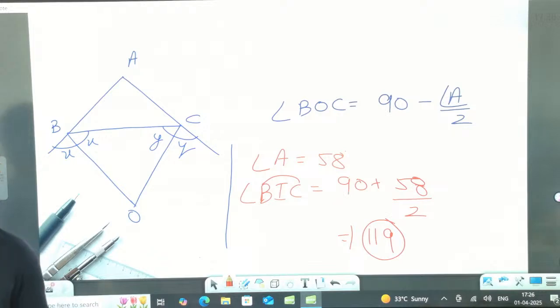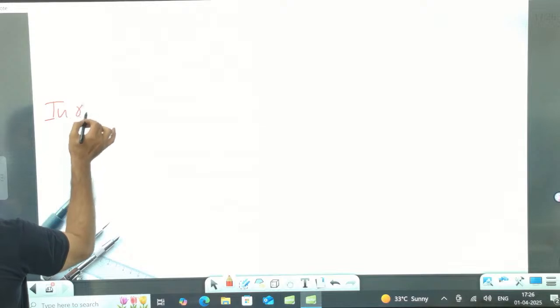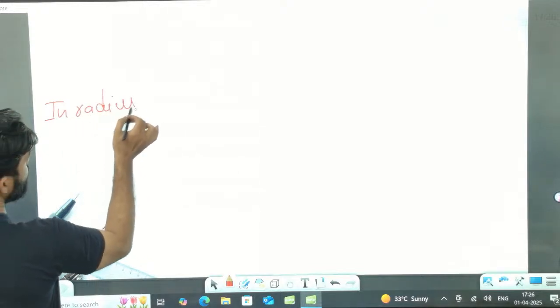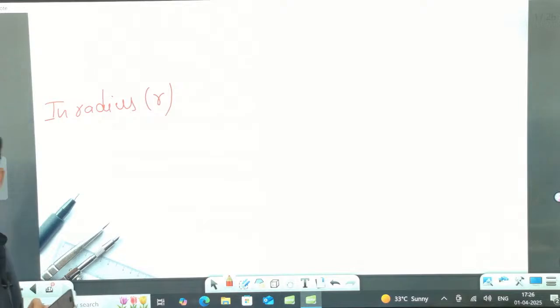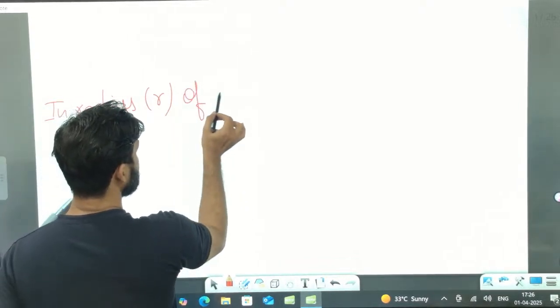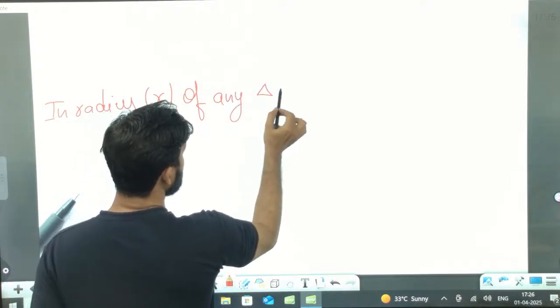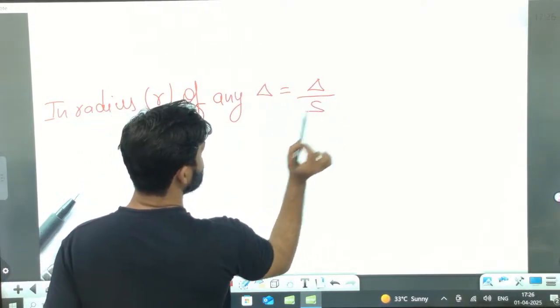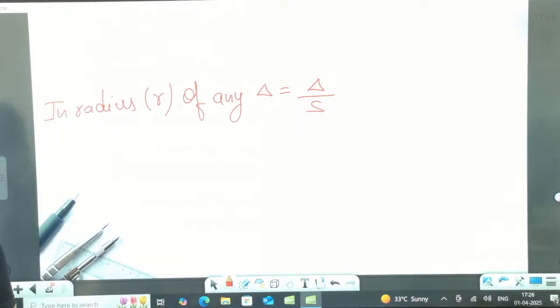So write the next thing, inradius of any triangle. Inradius of any triangle. So by using this formula we can find inradius of any triangle. Okay, so I'm writing inradius with small r, inradius of any triangle, that is delta upon s, that is delta upon s, where delta is area of triangle.